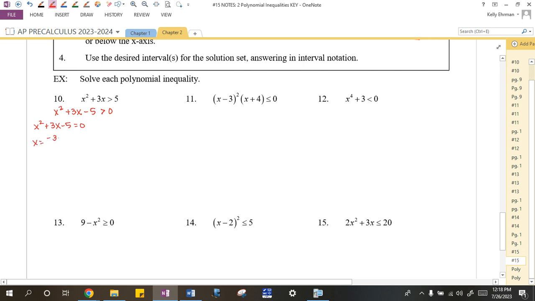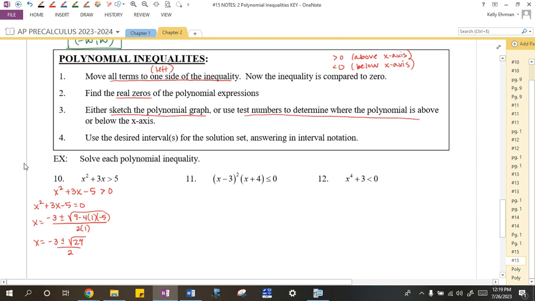Quadratic formula. -3 plus or minus the square root of 9 minus 4 times 1 times -5, all over 2 times 1. -3 plus or minus, so this is 9 plus 20, square root of 29, over 2. Okay, the next thing to do is, so we found real zeros, sketch this graph.